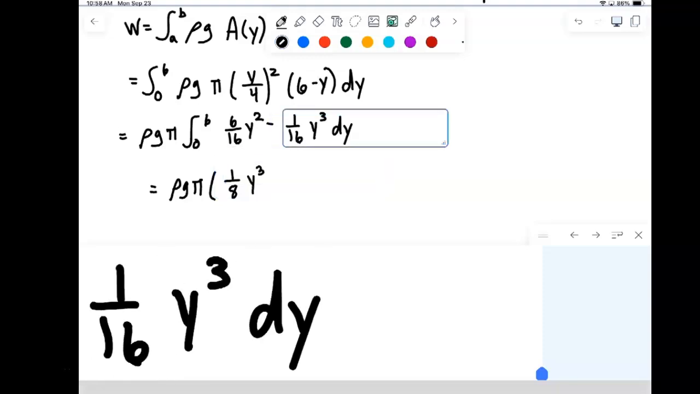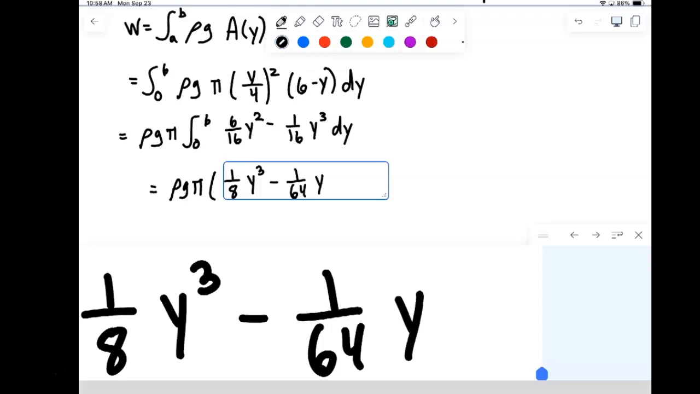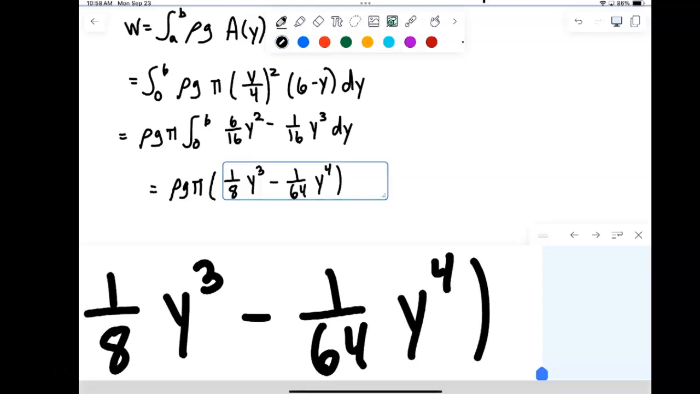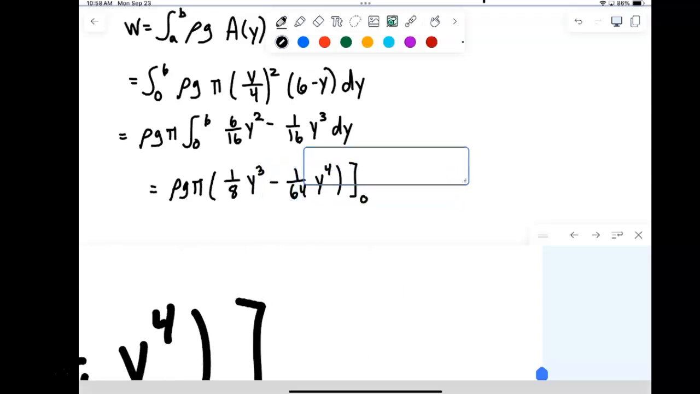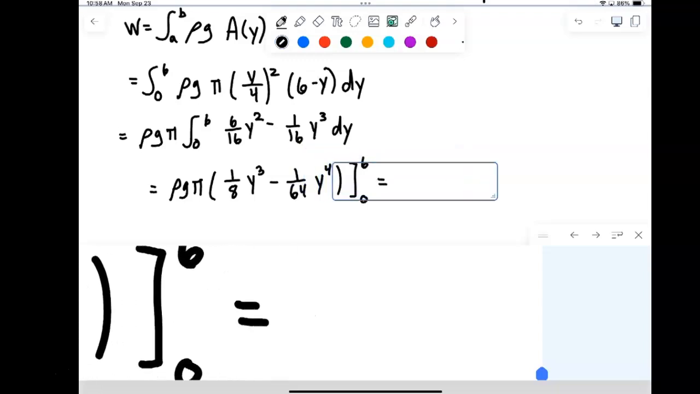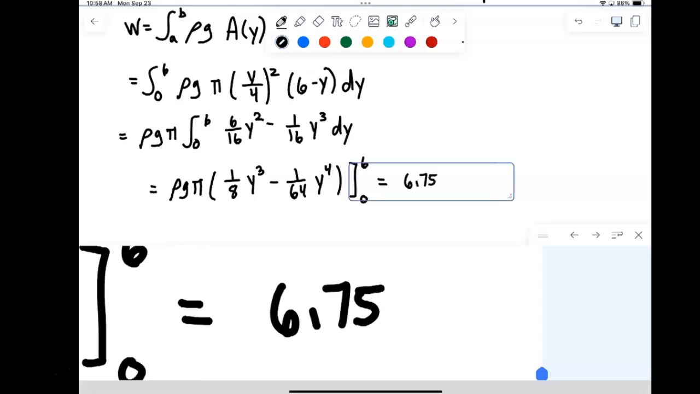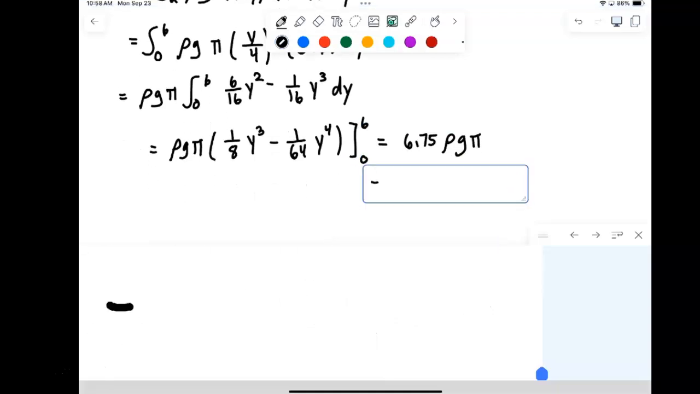and then here we'd add 1 to the exponent, becomes y to the 4th, divide by it. So that would simplify to be 1/64 y to the 4th, and then we evaluate this between 0 and 6. And when you do that on a calculator, you will get 6.75 rho g pi.